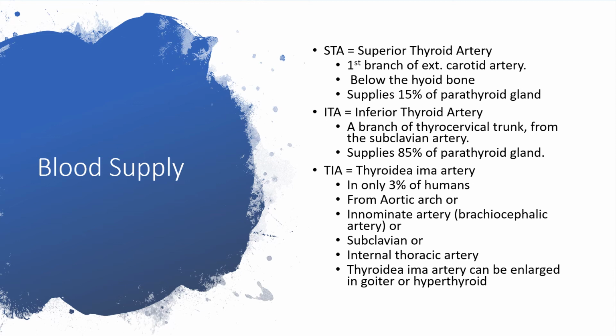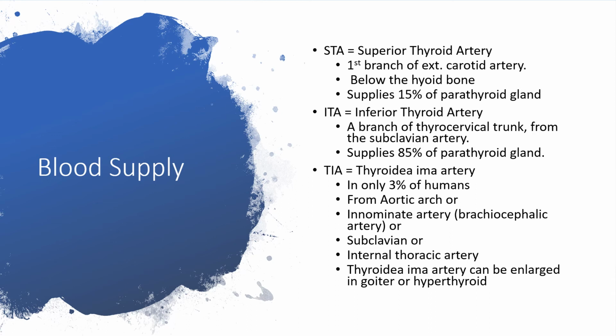Then there's a small one called TIA. That is not transient ischemic attack, no. It is the thyroidea ima artery. It's found in only 3% of humans. And you could see that some people will get it from the aortic arch, others from the innominate artery, that is the brachiocephalic artery, others from the subclavian, and others from the internal thoracic artery.